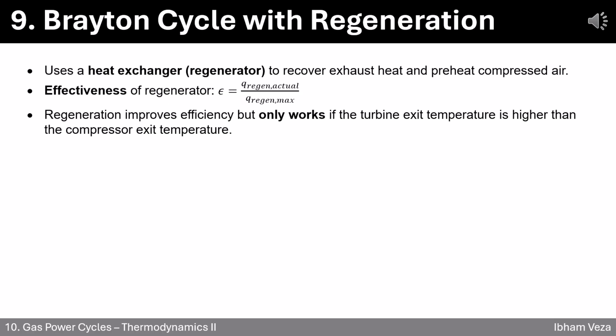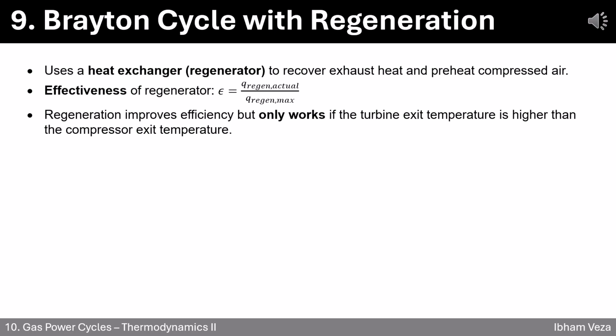9. Brayton cycle with regeneration. Let's take the basic Brayton cycle and make it more efficient using regeneration. The idea is simple. Don't waste the heat leaving the turbine. Instead, we use a heat exchanger, called a regenerator, to capture this heat and preheat the compressed air before it enters the combustion chamber.